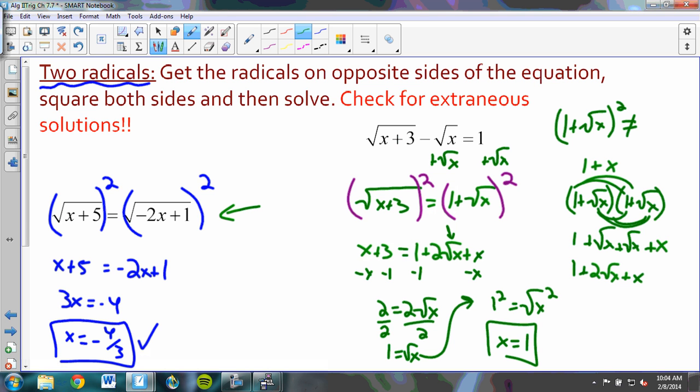If I check it, square root of 4 is 2, square root of 1 is 1, 2 minus 1 equals 1, so we're good. That one wasn't actually so bad.